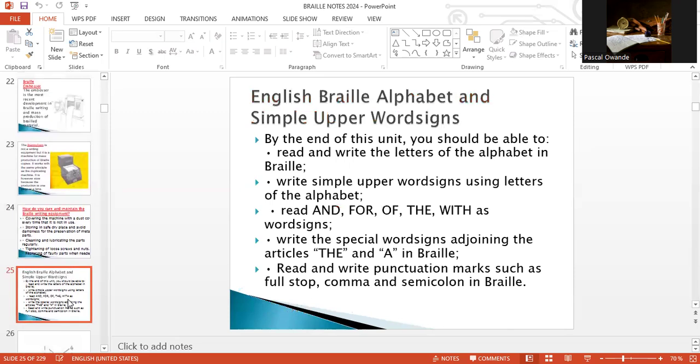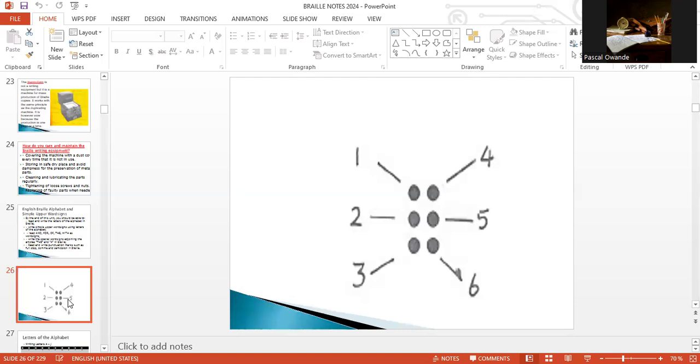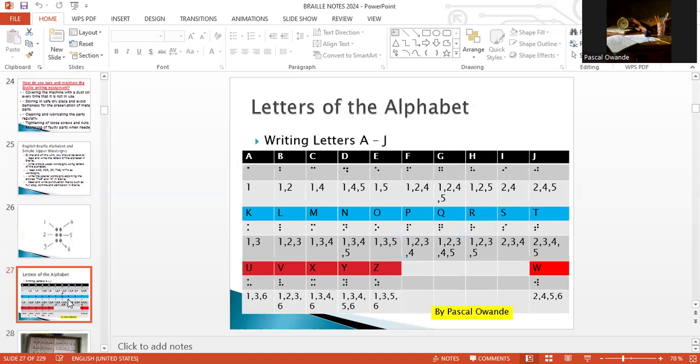Then we talk about English Braille alphabets and simple upper word signs. Remember, I said that the Braille cell has 6 dots, arranged dot 1, 2, 3 to the left, dot 4, 5, 6 to the right. And that means that in our next lesson tomorrow, I will begin looking at the letters of the alphabet.